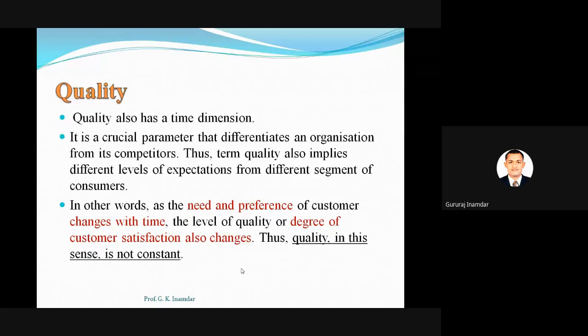Now, the basic information about quality. Before we start this subject, it is very important to know which factors should be included in quality. For that purpose we are going to study the basics of quality. Quality also has a time dimension. We have already discussed a lot on quality, but there are some requirements, some compulsions. For example, quality also has a time dimension.